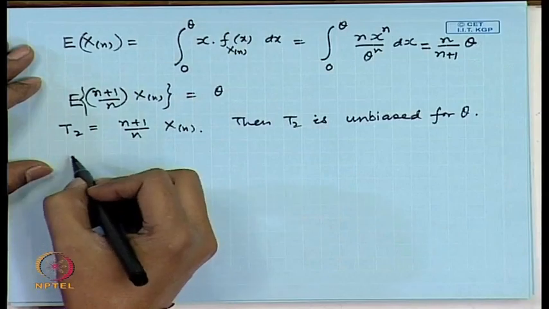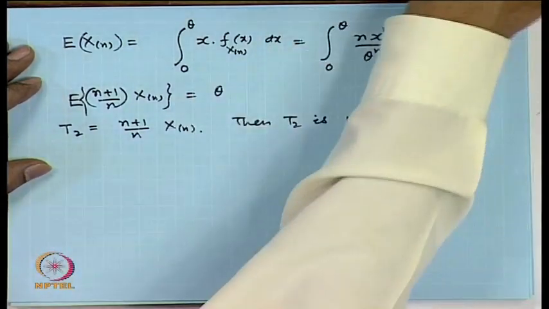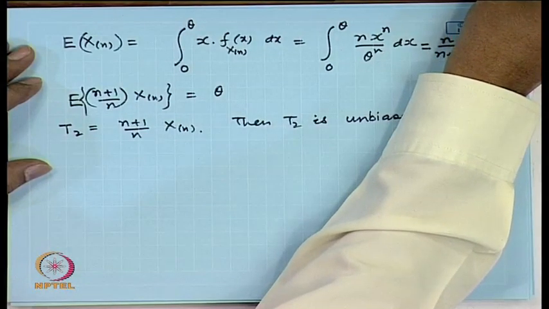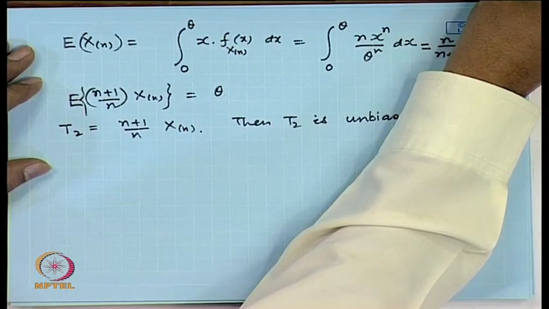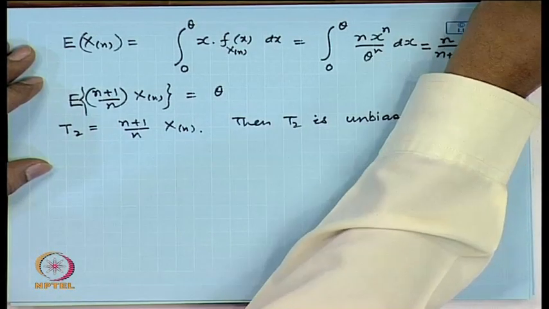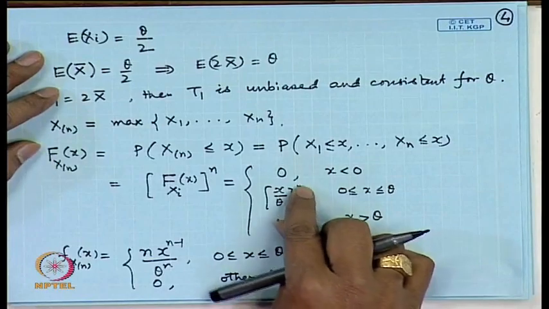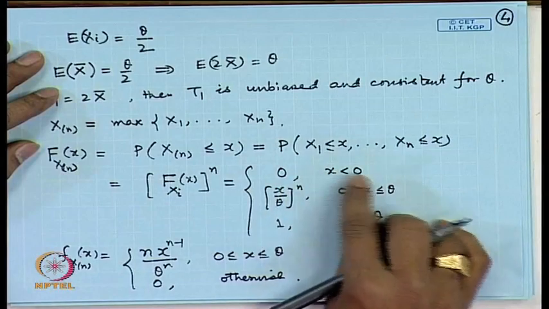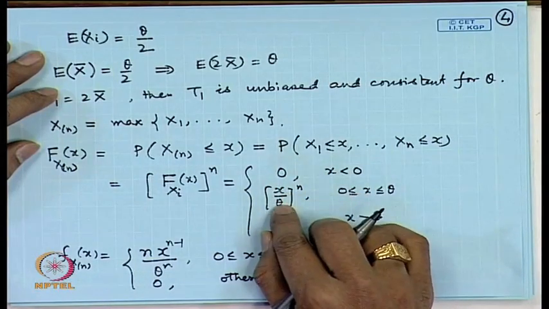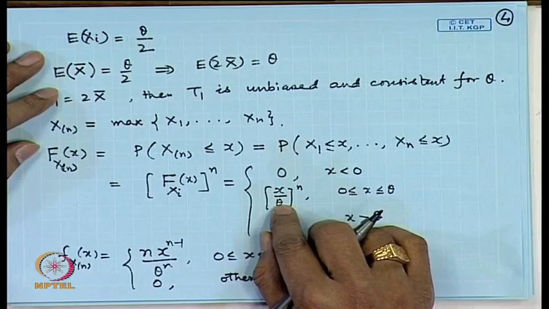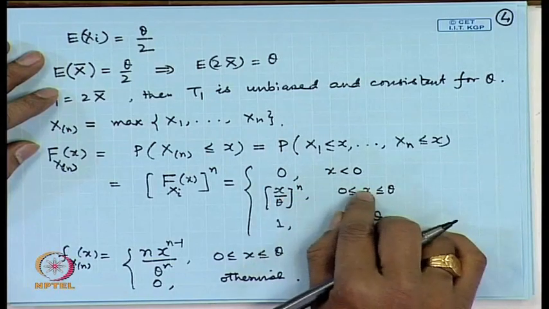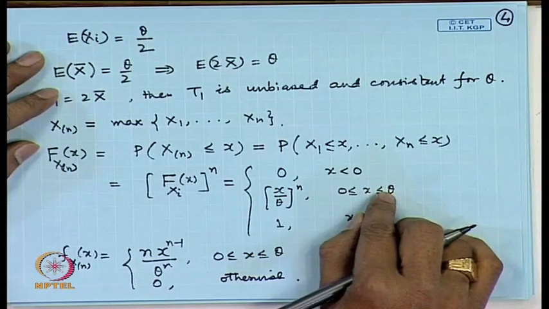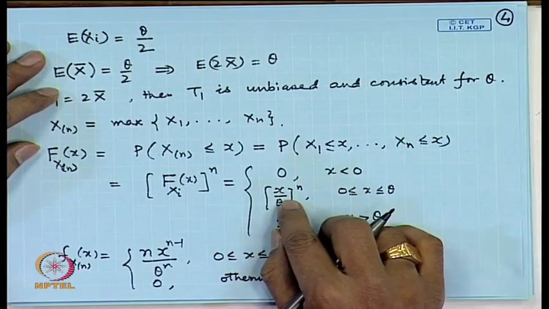Let us check, say, the probability of modulus X_(n) minus theta greater than epsilon, whether it tends to 1 or not. That we can check from here also. If we take the limit of this cumulative distribution function, now here x is less than or equal to theta. So, this value will tend to 0 if x is less than theta, and whenever x is greater than or equal to theta, it is becoming 1.